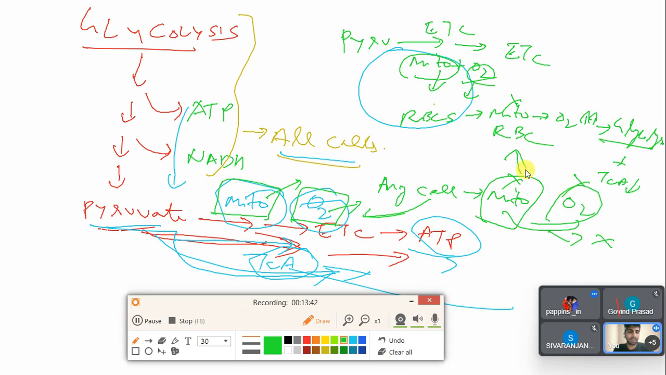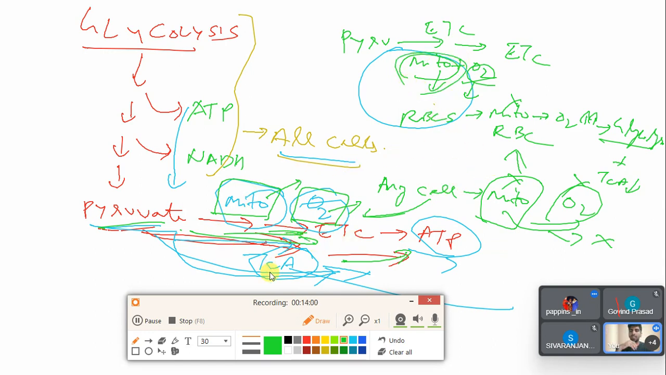Glycolysis occurs in every other cell in our body, but the conversion of pyruvate, getting into the TCA cycle and then to ATP, is optional. Optional in the sense that there are cells that don't perform it because they don't have mitochondria in them.